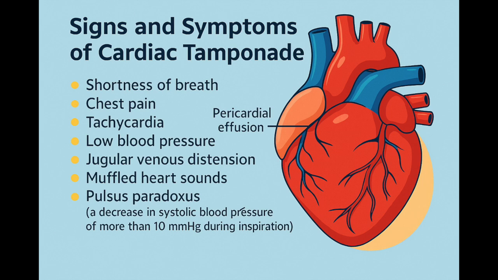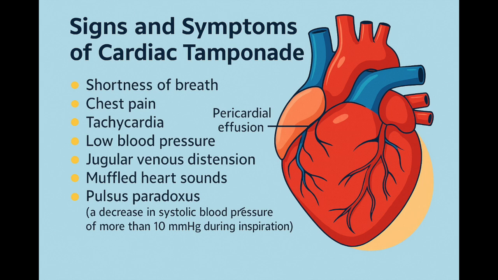The characteristic narrow pulse pressure seen in tamponade is a direct reflection of reduced stroke volume. At the same time, central venous pressure rises because blood cannot enter the compressed right side of the heart. This is why jugular venous distension becomes such an important clinical sign.